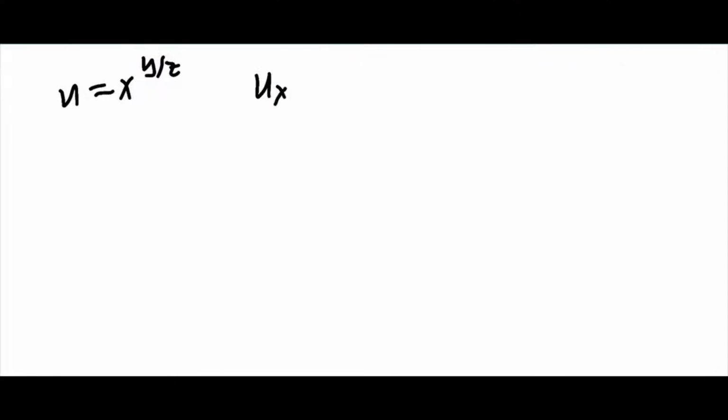In this video, we're going to do the first partial derivatives of the function u is equal to x to the y over z. That means we're going to do the first partial derivative of u with respect to x, then with respect to y, and finally with respect to z.